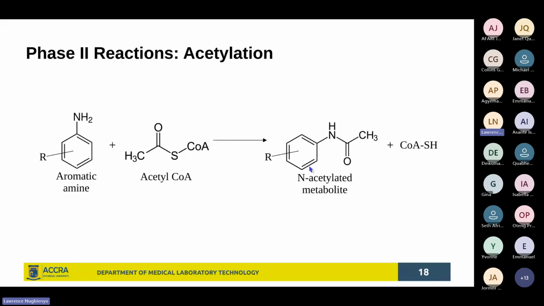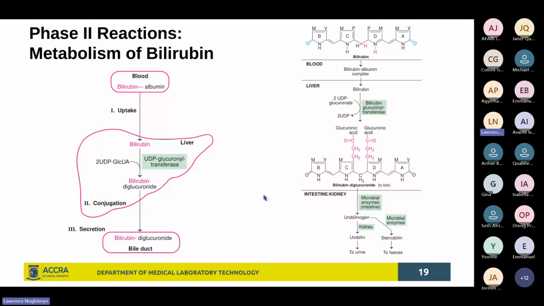In some cases, that acetylated metabolite is also active, just as the drug itself. Now, this is what I was referring to earlier, that we actually saw much earlier in the process of breakdown of hemoglobin in blood, where you have bilirubin binding to albumin in blood, and in the liver, you have bilirubin undergoing conjugation with glucuronide, and that process is glucuronidation.